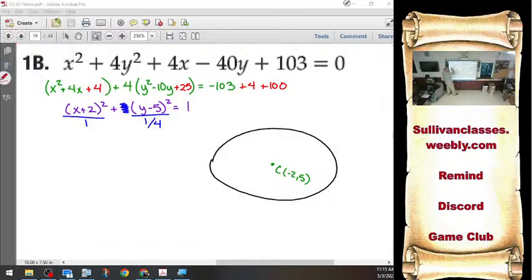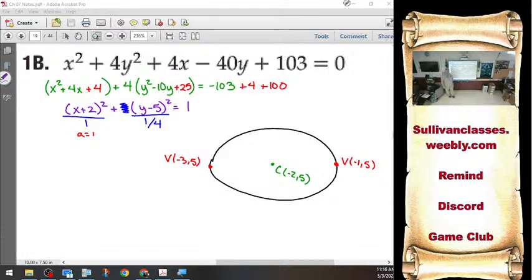Be very careful. A squared is 1, so the square root of that, A, is also 1. I'm going 1 in both directions. 1 to the right: vertex at -1, 5. 1 to the left: vertex at -3, 5. Be very, very careful.